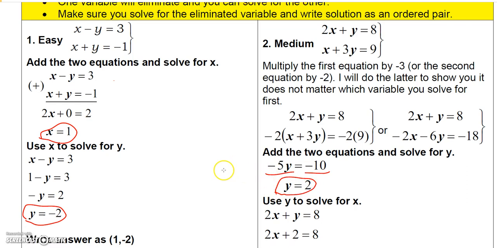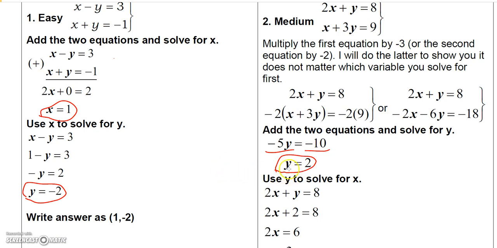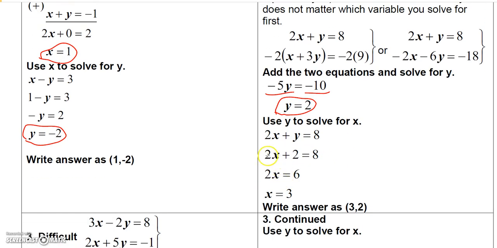So we know y is 2, and then if you plug the 2 back into, say, this equation, we get 2x plus 2 equals 8, and then if you subtract 2 from both sides, you get 2x equals 6, and then divide both sides by 2 and you get x equals 3. So the solution would be the point (3, 2).